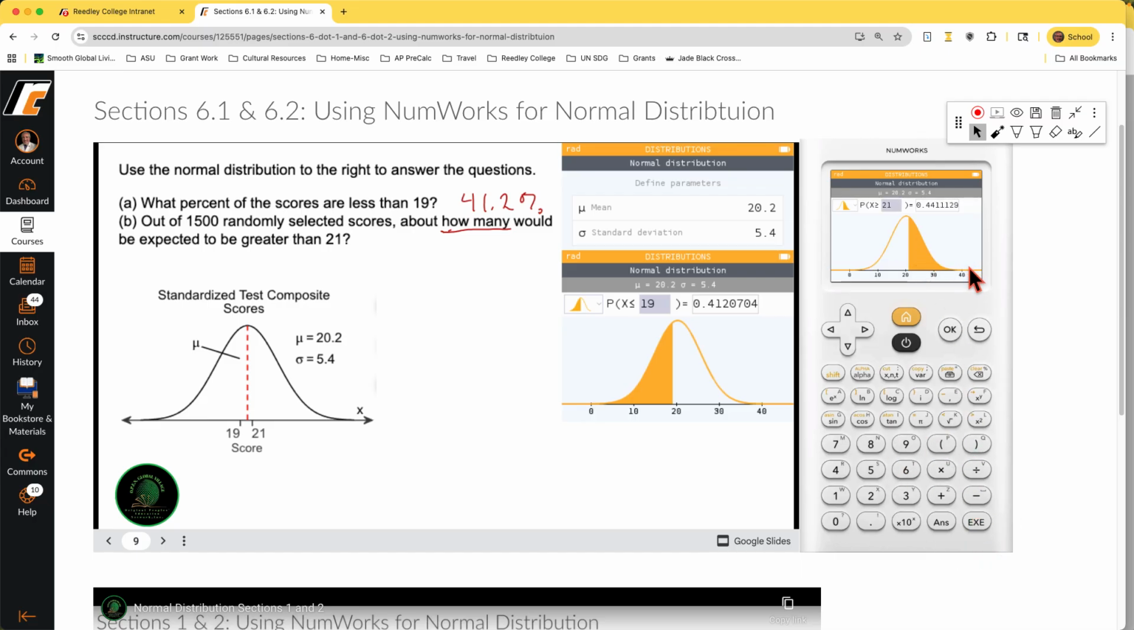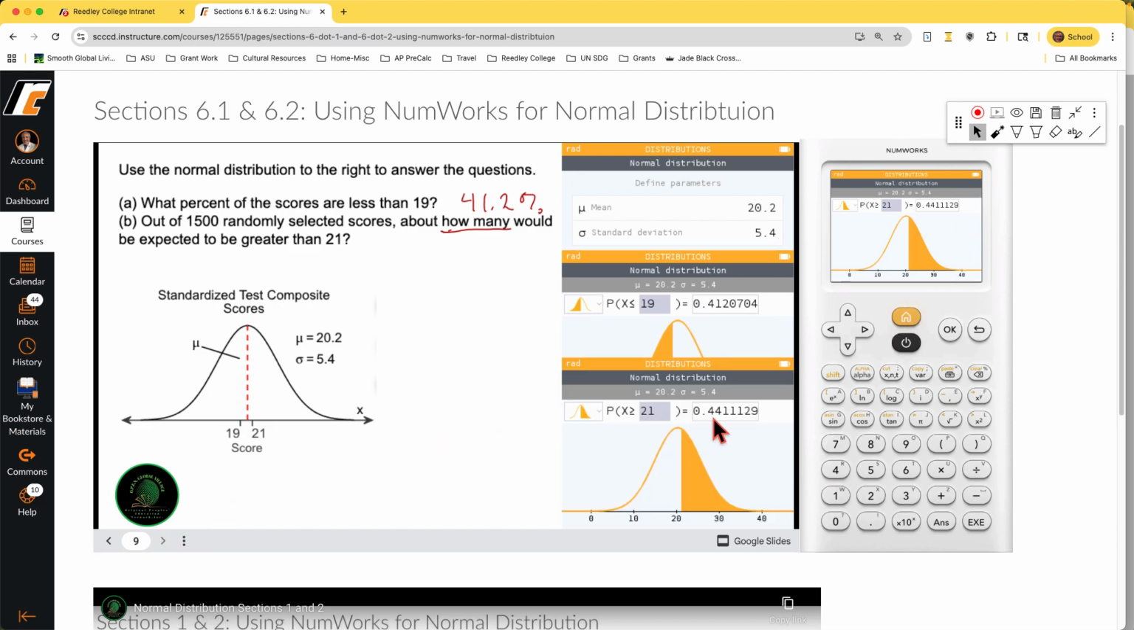And we see that we're getting the percent greater than 21. I'm going to click down here because it'll be easier to see. And there's 44% that are greater than 21. So this is not exactly symmetrical, right? 21 is a little different. It's 44%. And so what I need to do with that, we were doing this earlier when we were talking like relative frequency and stuff. I need to take the 1,500 randomly selected scores, and I need to say 44% of those, or 0.4411. We'll do 4 decimal places. I just need to multiply these two, and that will give me the number.